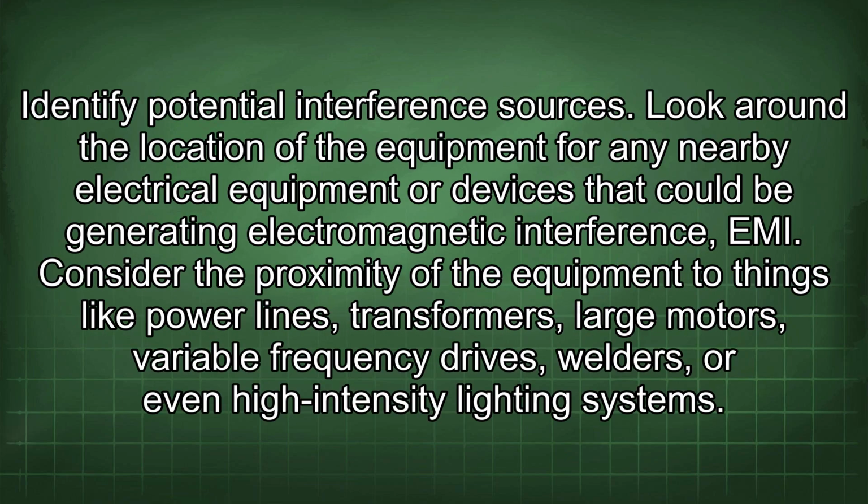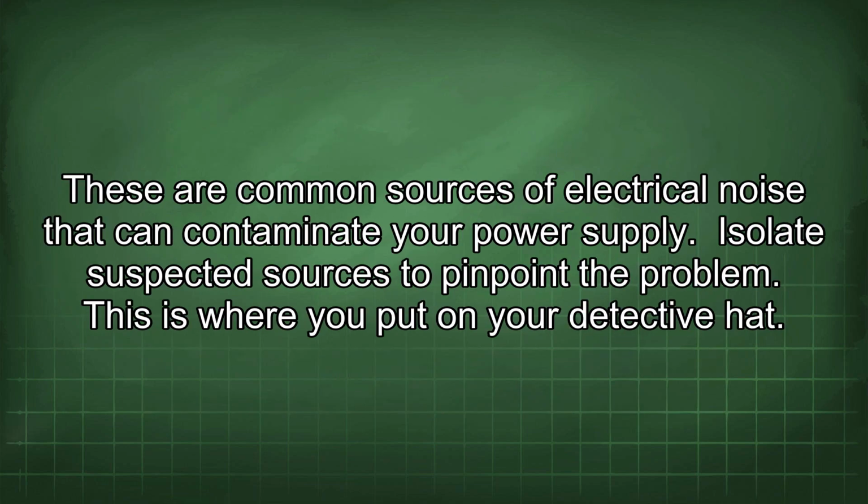Identify potential interference sources. Look around the location of the equipment for any nearby electrical equipment or devices that could be generating electromagnetic interference, EMI. Consider the proximity of the equipment to things like power lines, transformers, large motors, variable frequency drives, welders, or even high-intensity lighting systems. These are common sources of electrical noise that can contaminate your power supply.